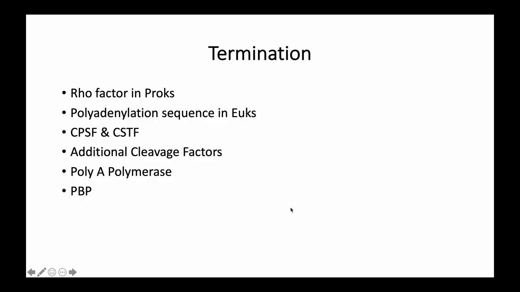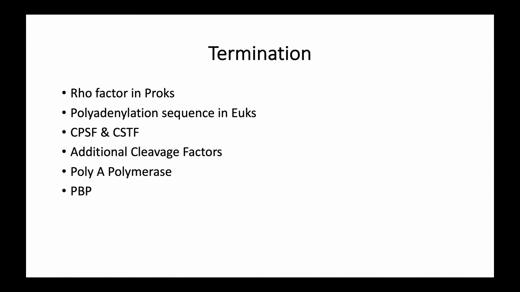So for termination in prokaryotic cells, we find a protein, which is an RHO factor, and this ends up bringing termination to an end in prokaryotes, along with the dissociation of the RNA polymerase from the template strand. In eukaryotes, we have a polyadenylation sequence that will start the termination process. It doesn't completely stop it, but it starts it. So what we find is that there are a couple of other proteins that play a role.